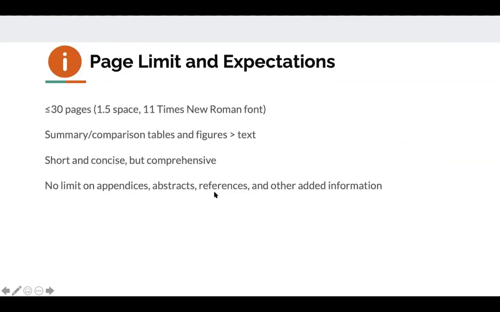Okay, so for the expectations and page limitations for the RR assessment. For the main body, we want you to have less than or equal to 30 pages. And please do use 1.5 spacing and 11-point Times New Roman font. So as mentioned several times throughout the tutorial, we prefer summary or comparison tables and figures over long text. And please be short and concise, but comprehensive at the same time. And we don't have any limit on the appendices, abstracts, references, or any other added information. So do keep these things in mind.